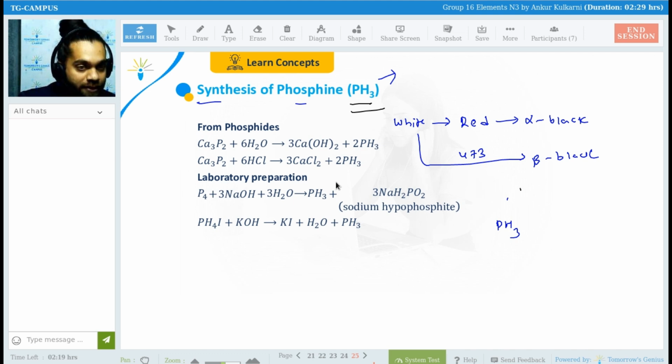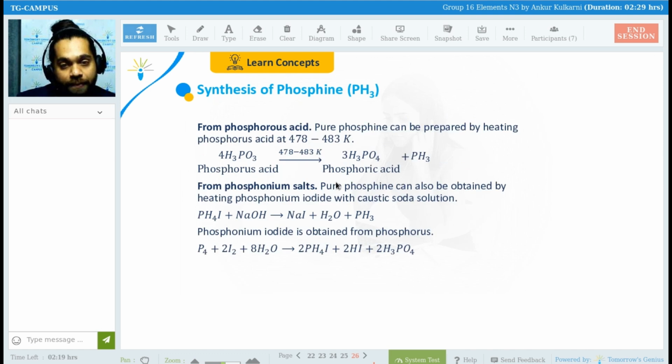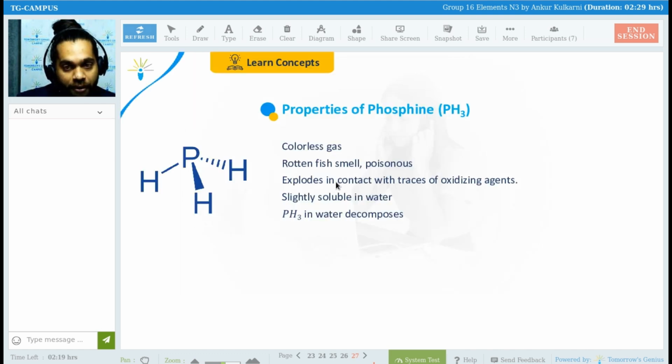According to VSEPR, I'll tell you an easy way. How do we calculate? Look over here. P is in which group? Group 15, like nitrogen and phosphorus. So it has 5 valence electrons.